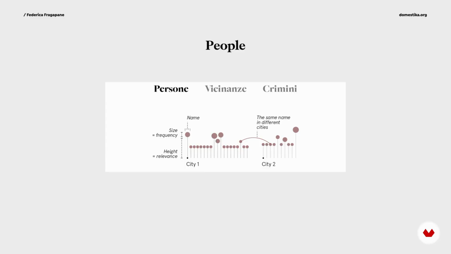For instance, this is the legend that explains how to read the people section. Here, all the personal names were grouped into the different cities. And I'm explaining that the size of the circle always represents the frequency and that the height of the element always represents the relevance within the document. For each view, I also created and added additional layers of information, as in this case, a curved line connects the names that were appearing in multiple cities.